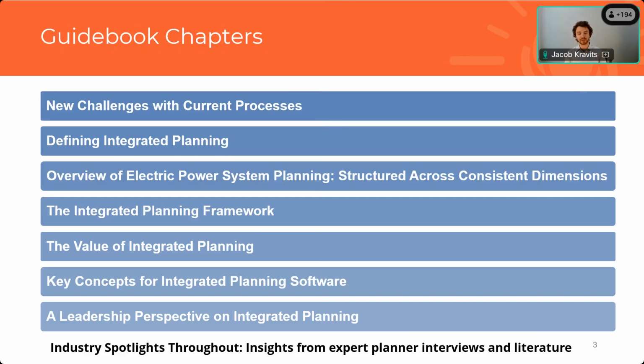And the final chapter outlines how integrated planning actually gets implemented, right? What are some of the organizational challenges and opportunities for integrated planning? Now, throughout the entire guidebook, we have industry spotlights, and those are taken from our literature review and from expert interviews that we conducted to inform the writing of this guidebook. So my goal for the remainder of this presentation is to give you a flavor of the content of the guidebook. It's an 80-page document, right? So I have to gloss over some things, but I just want to give you a flavor of the types of content that are presented within the guidebook.